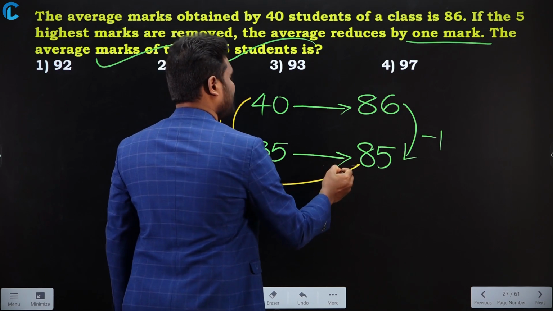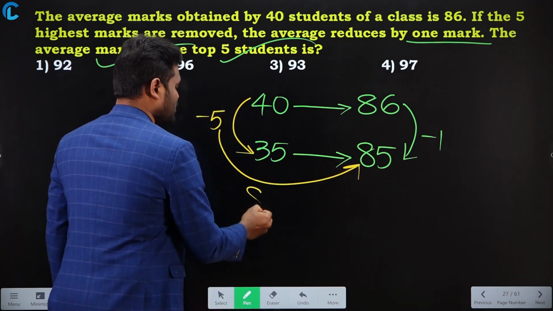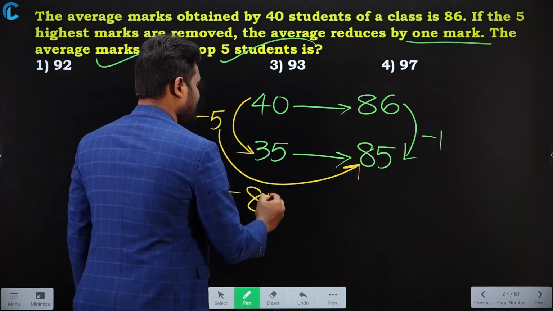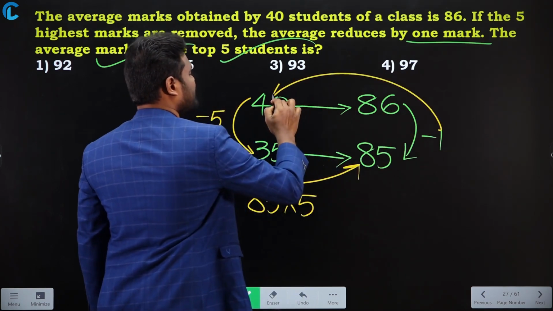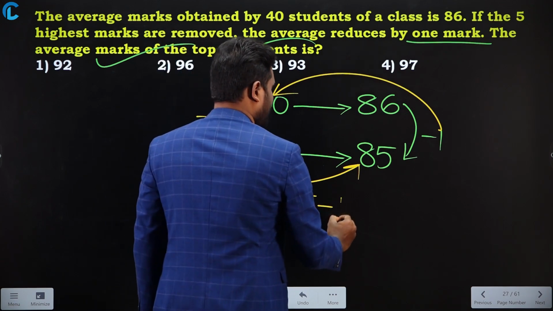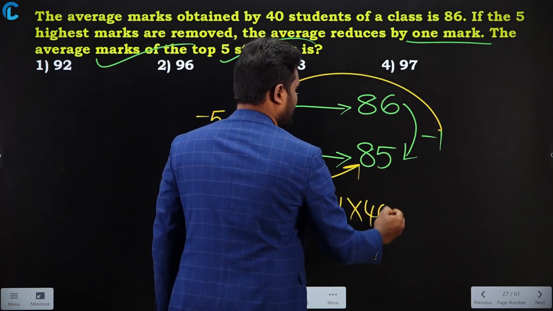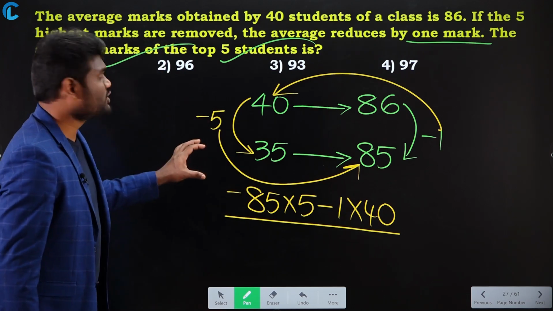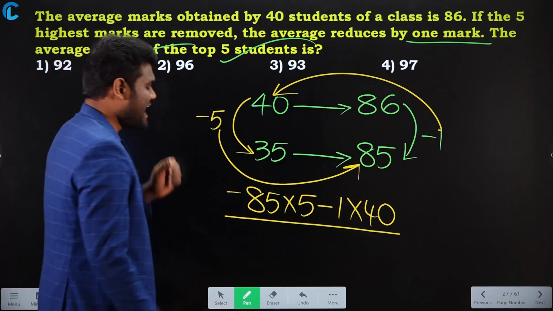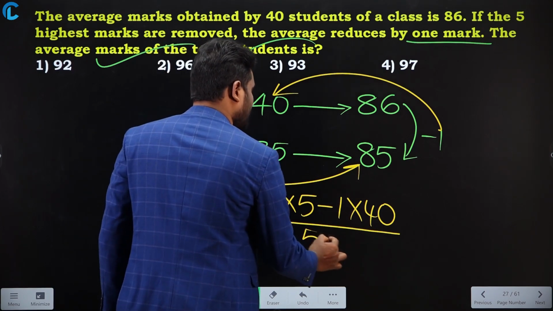Left hand side difference multiplied with right hand side bottom number. So it is going to be -85 into 5. Similarly, right hand side difference multiplied with left hand side top number. It is going to be -1 into 40. Yes or no? Now this is nothing but sum of total 5. Now you are asked to find the average of top 5. As you need to calculate average, you need to divide it by 5.